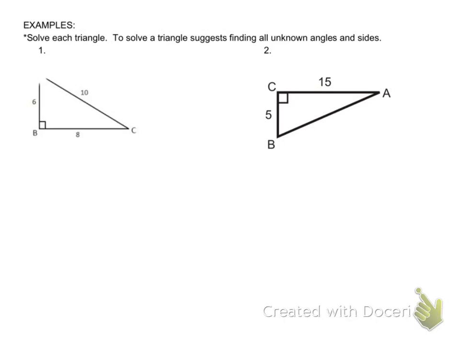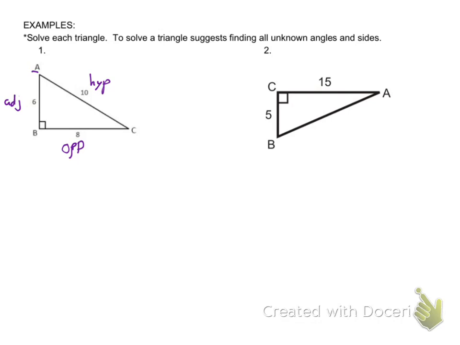If I want to know angle A, that means, according to angle A, 8 is called the opposite. 6 is called the adjacent. 10 is the hypotenuse. Guys, I will write that down on my triangles, on my paper, on my worksheet. So therefore, I know what I'm doing.